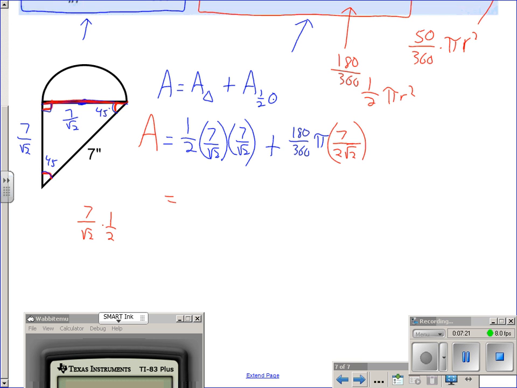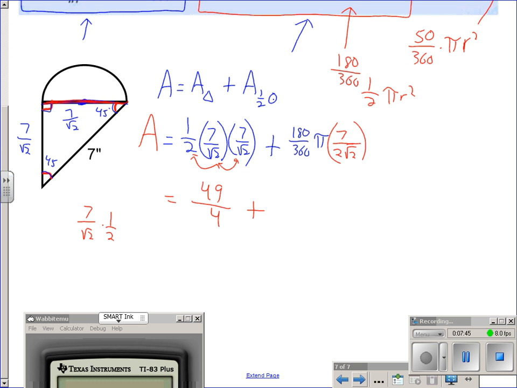Okay, some of this we don't really need a calculator for, at least not yet. For this first term, the area of the triangle, we're just multiplying 3 fractions. Go straight across. 1 times 7 times 7 is 49. In the denominator, we got 2 times the square root of 2 times the square root of 2. Well, the square root of 2 times the square root of 2 is just 2. Now multiply it by the other 2, we got 4.